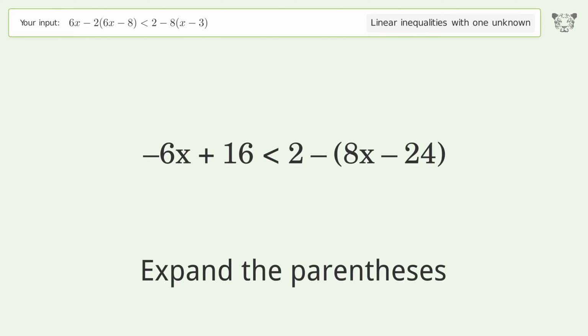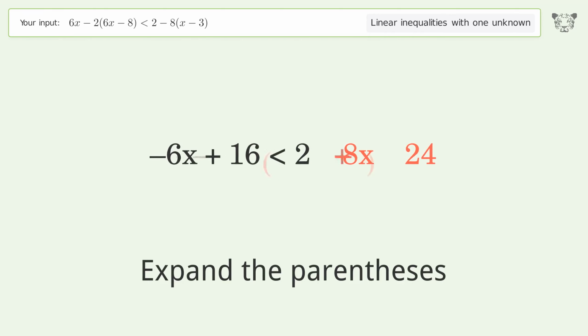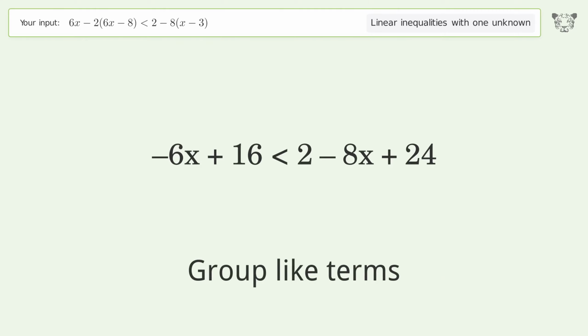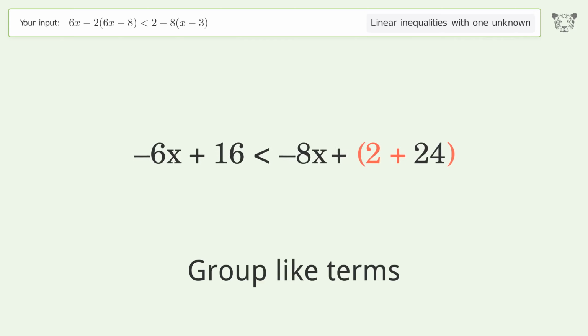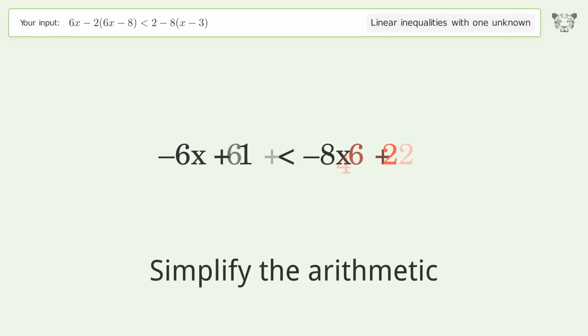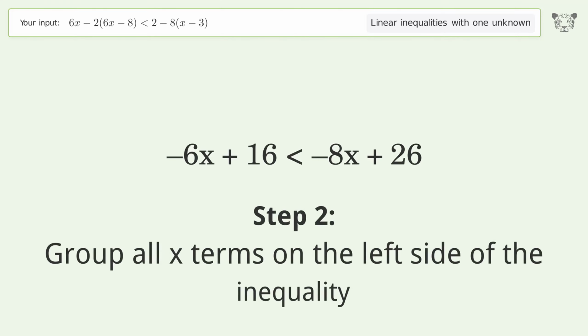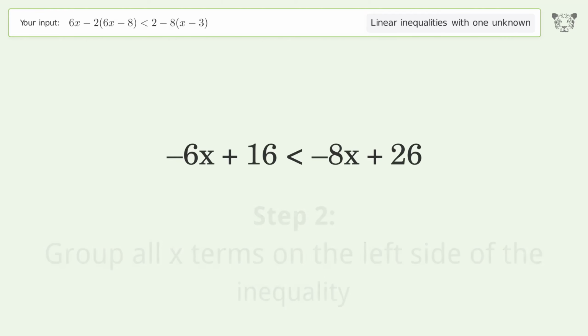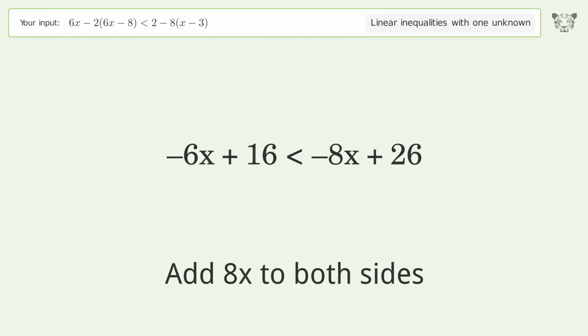Expand the parentheses. Group like terms. Simplify the arithmetic. Group all x terms on the left side of the inequality. Add 8x to both sides.